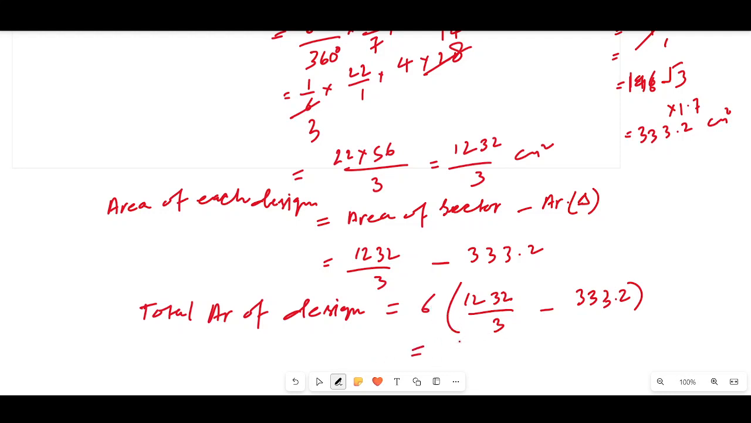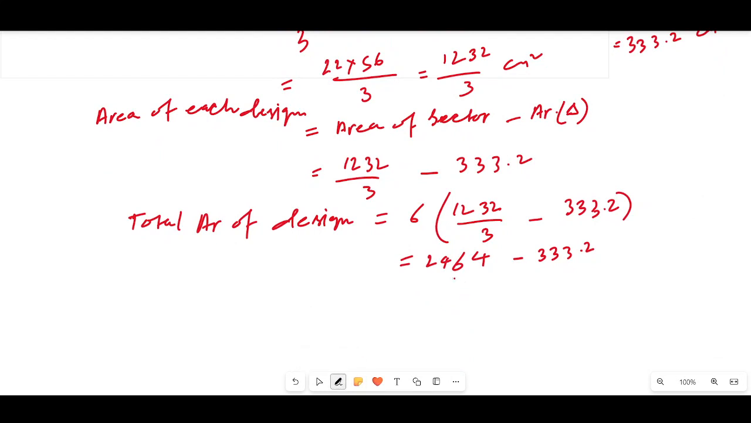6, 3 2 ja 6, 2 2 ja 4, 2 3 ja 6, 2 2 ja 4, 2 1 ja 2 minus 333.2. Clear? So this will be 464.8. Clear? After multiplication we will get 464.8. This is the total area of design.